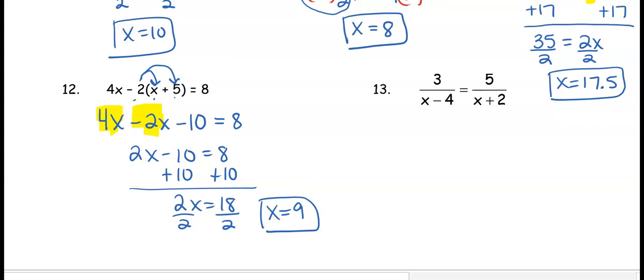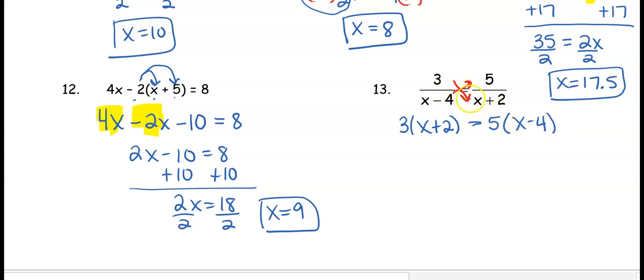All right, our last one here is a proportion. A proportion is what you have when you have two fractions that equal each other. And the way you solve this is by cross-multiplying. So this becomes 3 times the quantity x plus 2. And then over here, I could put the x minus 4 first, but it doesn't matter, and I'm going to distribute the 5, so I'm going to put the 5 first. 5 times the quantity x minus 4.